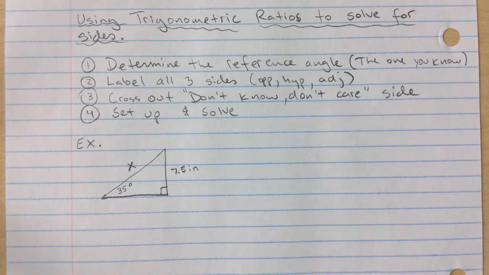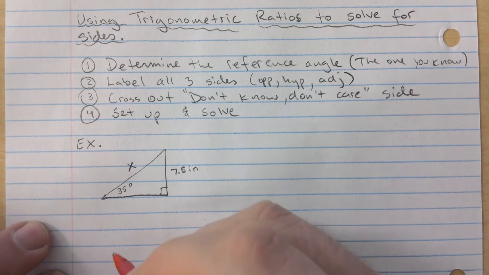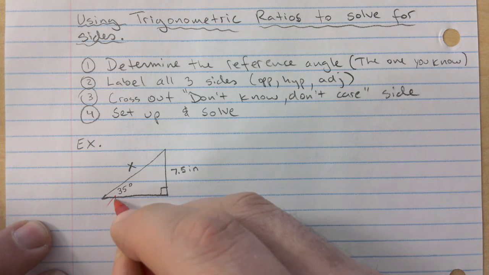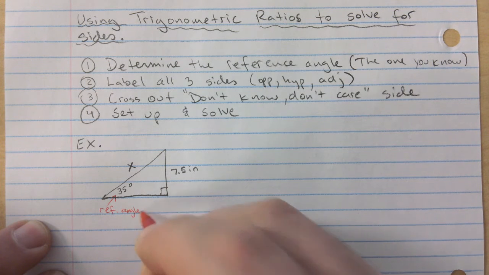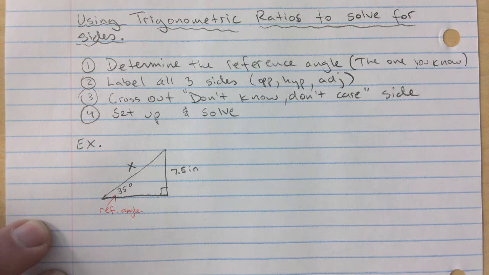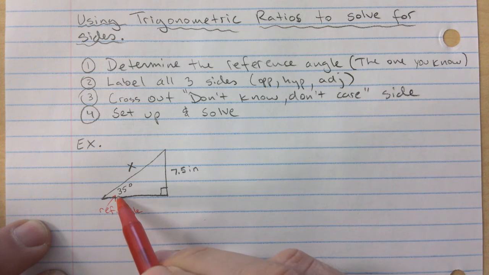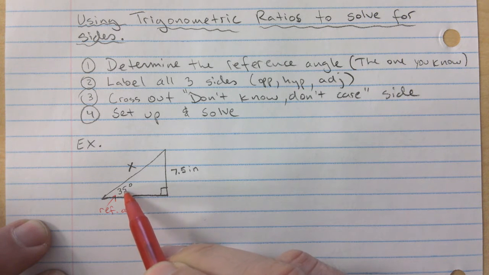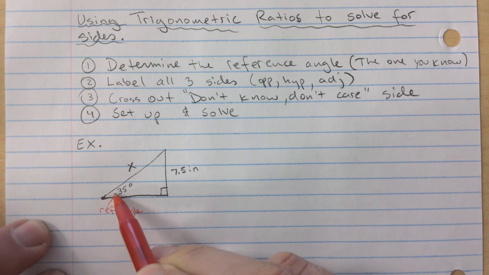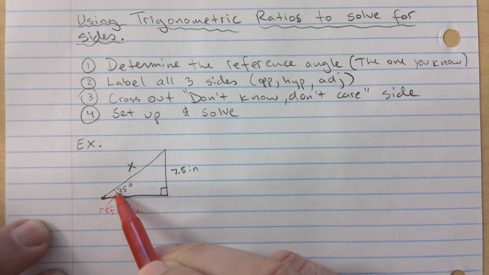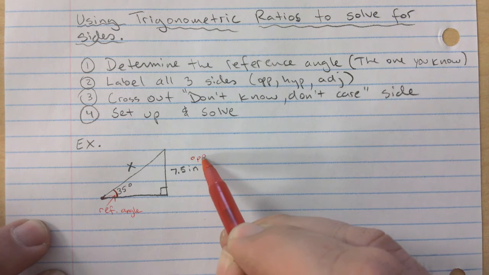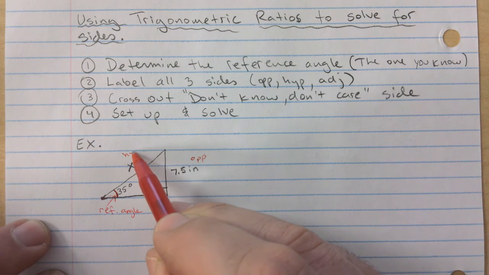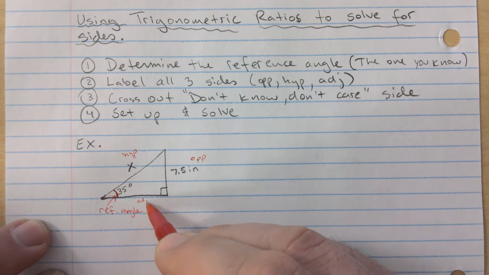So our reference angle, and after a while you'll just know what to do, okay? This right here is our reference angle. Based on that, we're going to label all three sides. This is the reference, so you're in this corner, and this measurement is literally measuring the opening between these two sides. So this is opposite, hypotenuse, and this must be the adjacent.